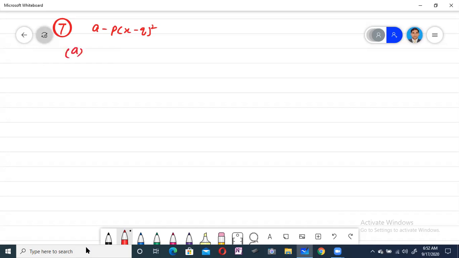Here the first part is 9 minus 6x minus 2x square. This is the first part of question number 7.